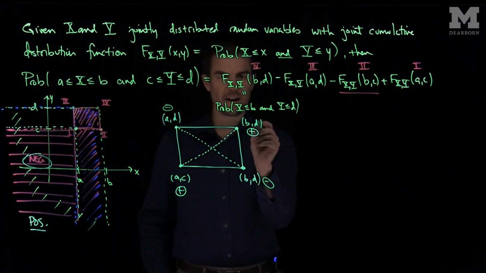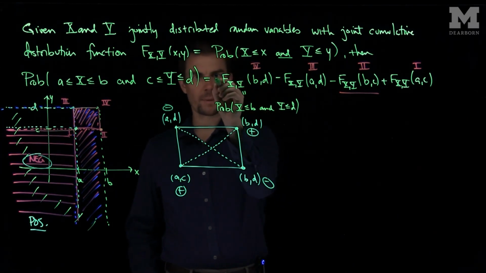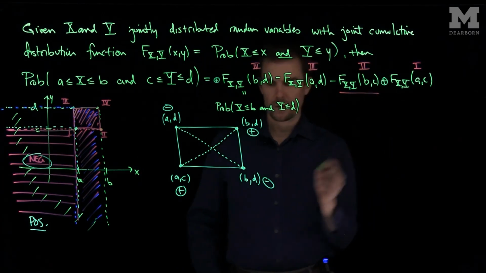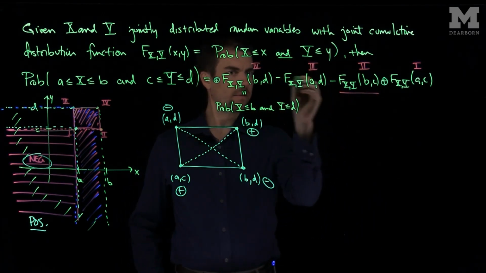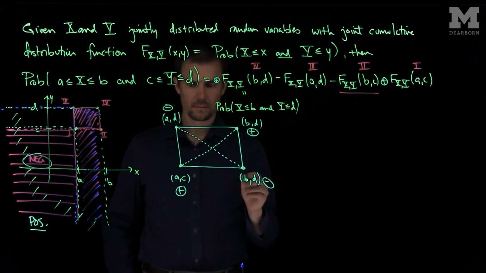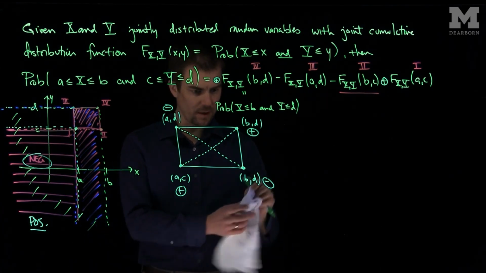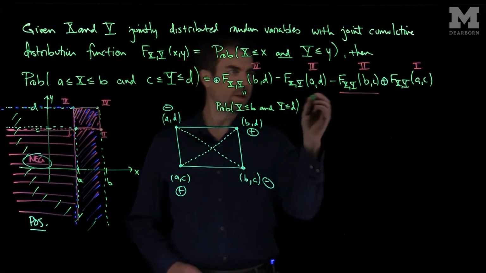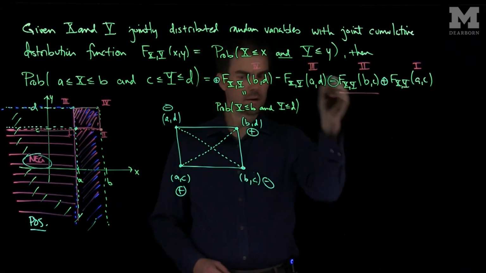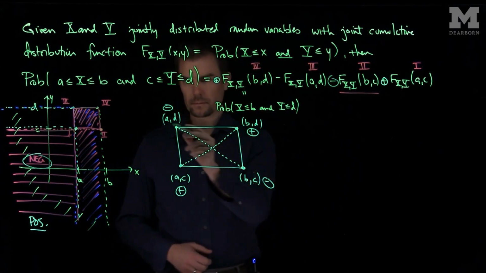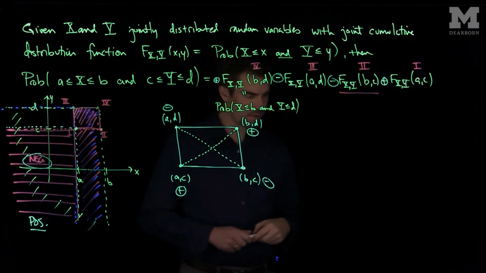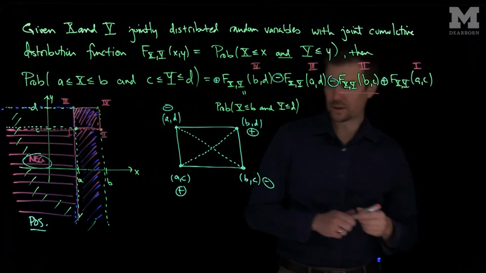So the CDF at BD is positive, so there's a positive term over here. The CDF at AC is positive. The CDF at BC is negative, and the CDF at AD will also be negative. Let's see an example of this.